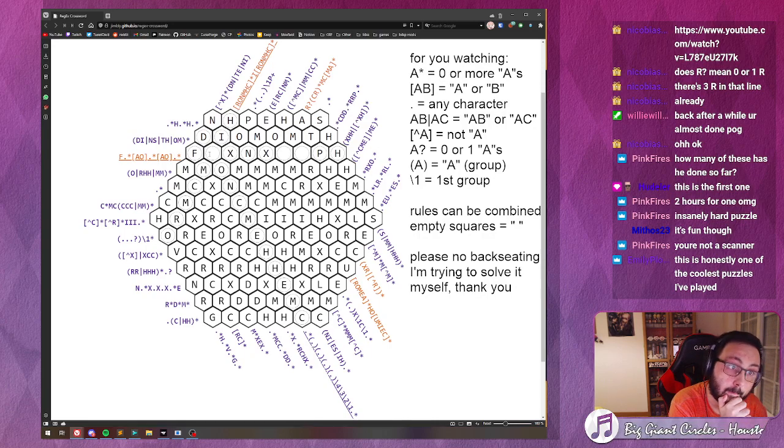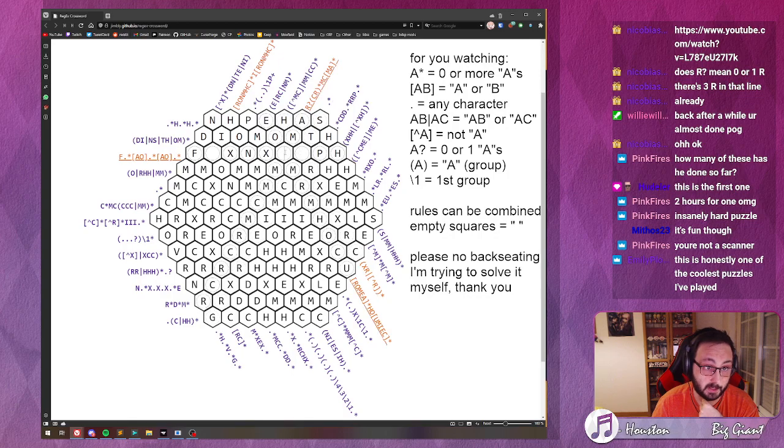This has to be... Oh, can this be AO? Yeah, it can. It can be A. It can be O. There's 3 left, so it's these 3 here. So I have to place A or O. This one can be A. Can this one be A? Looks like it can be A.